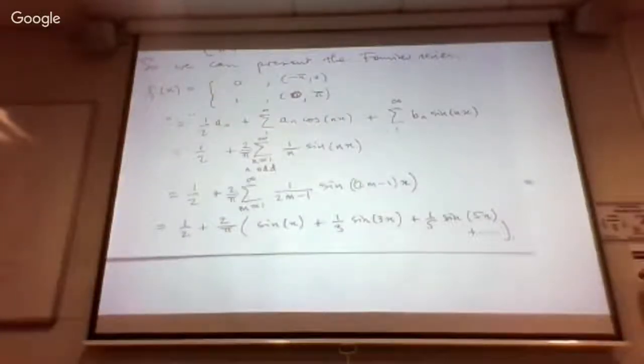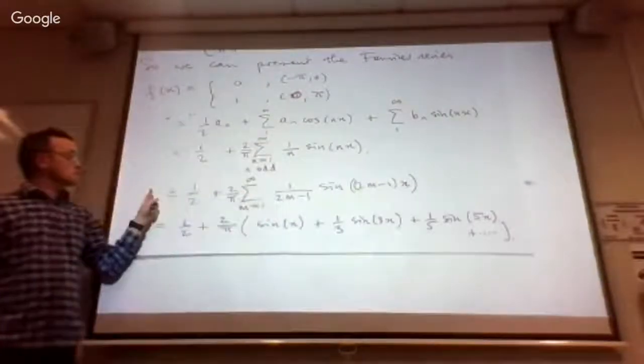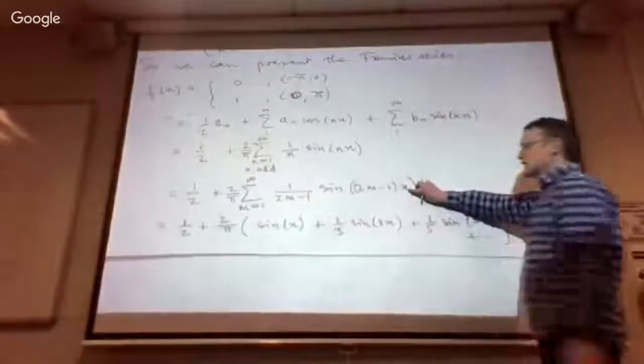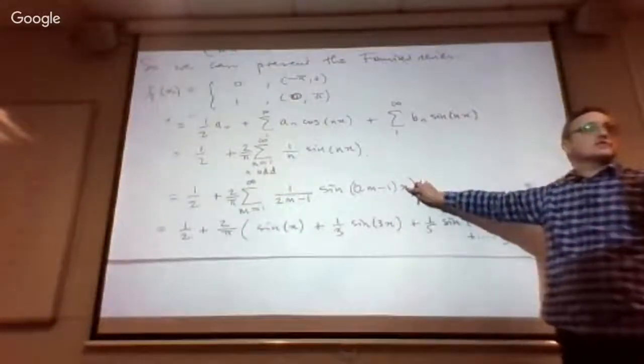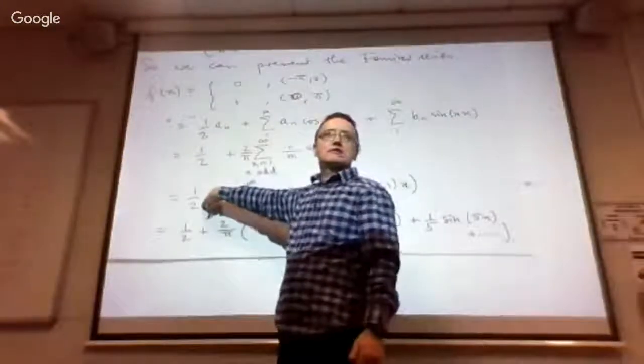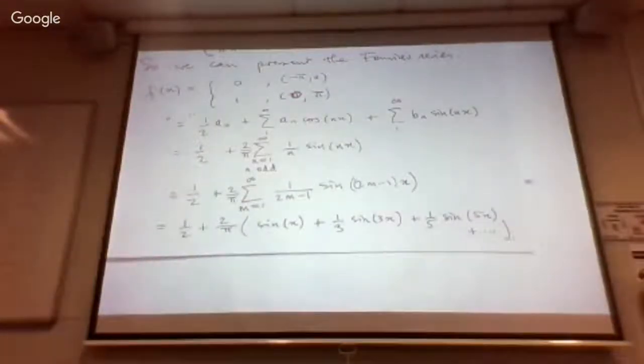You can definitely see that, because what value does this give you when x is equal to 0? Well, you just substitute x equals 0. You have sine of 0 equals 0, so that whole thing is wiped out. You just get the value of half. So that's as expected, as declared by Fourier's theorem as well.